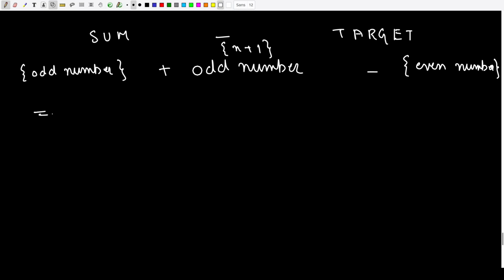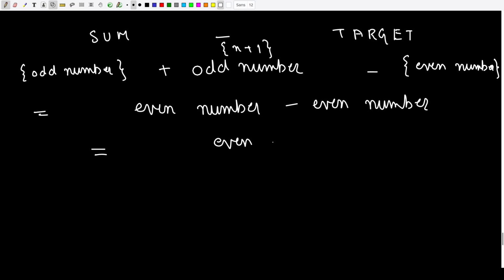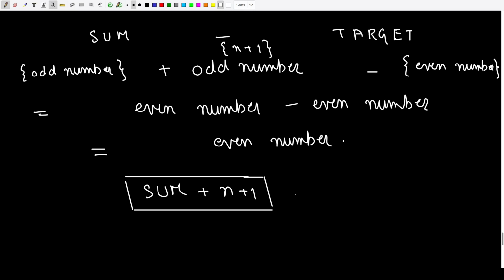Now in this case, as you can see, the sum of two odd numbers is an even number, so this will become an even number, and this is an even number, and then the resultant will be an even number. So over here, just by adding sum plus n plus 1, we get an even number.